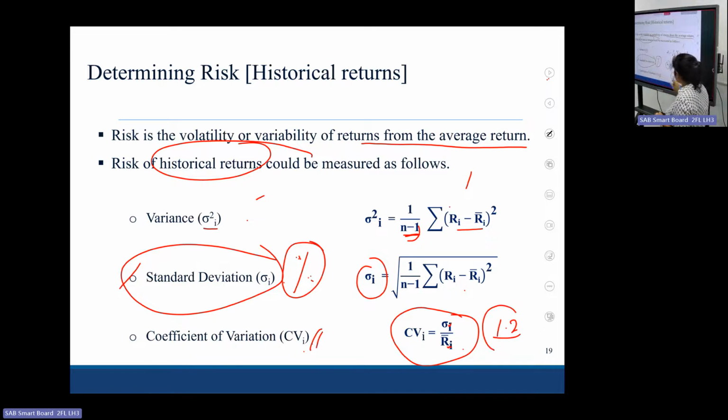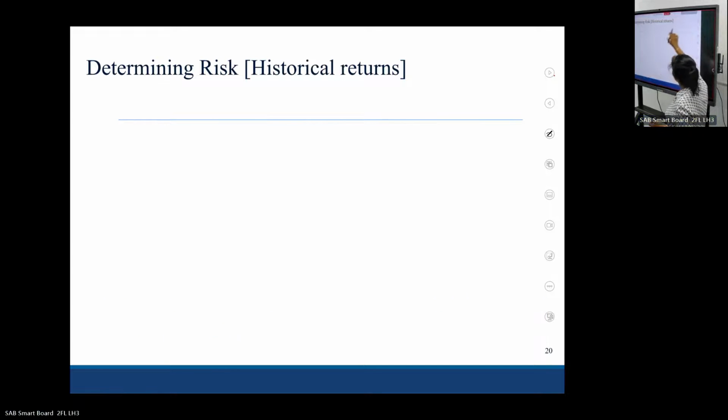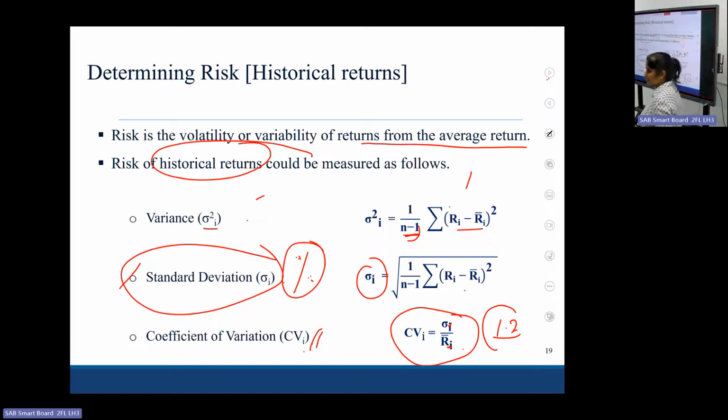So by calculating the coefficient of variation, you can compare different stocks to identify low risk or high risk companies. This provides the risk per unit of return. I think it is there for explanation, later I think it is there. So these are basically what we use to measure the risk.